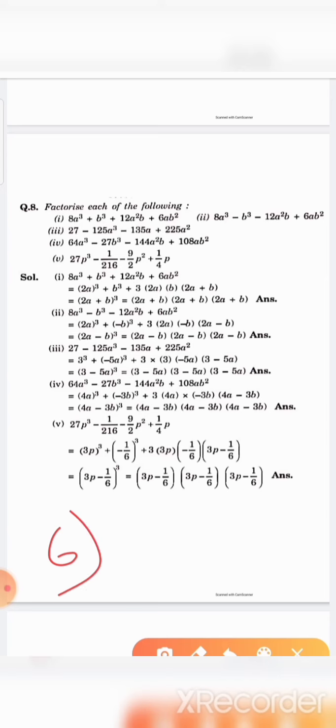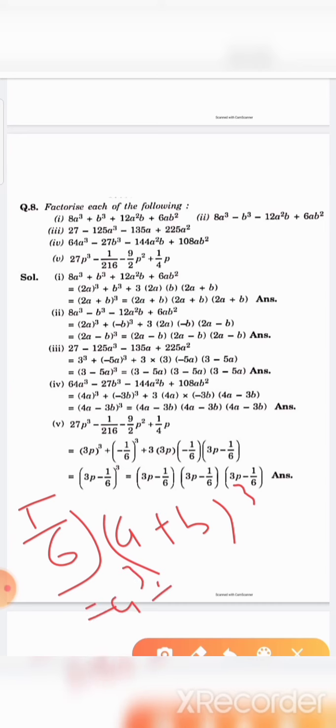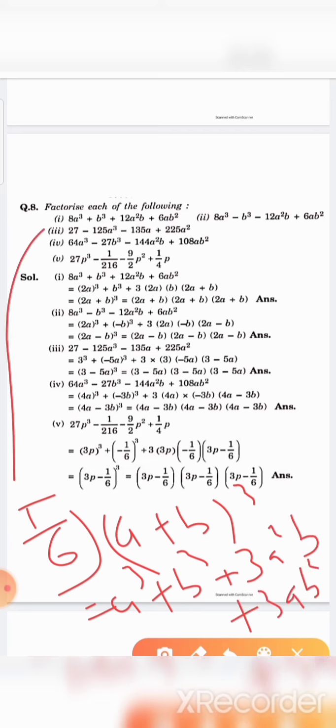Identity number 6 is a plus b whole cube. A plus b whole cube means a cube plus b cube plus 3a square b plus 3ab square. So our polynomial looks like the RHS terms of identity number 6. Comparing the terms, first we write the whole cube terms and the multiplying 3a square b term. So we write it in the proper way.